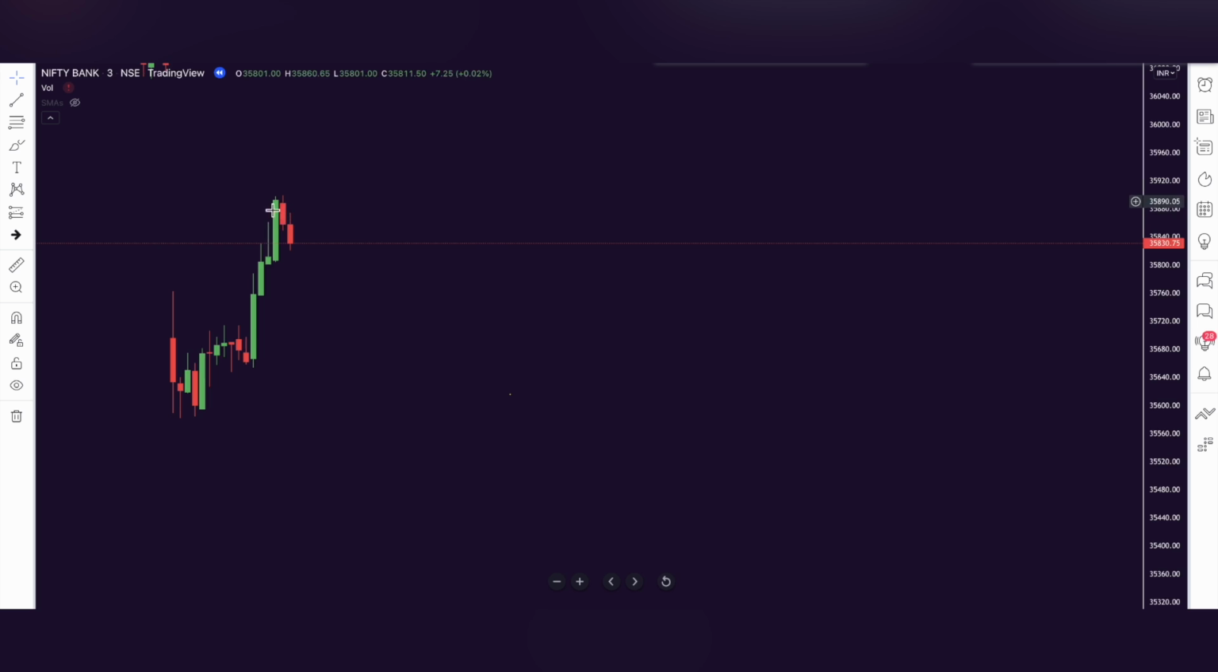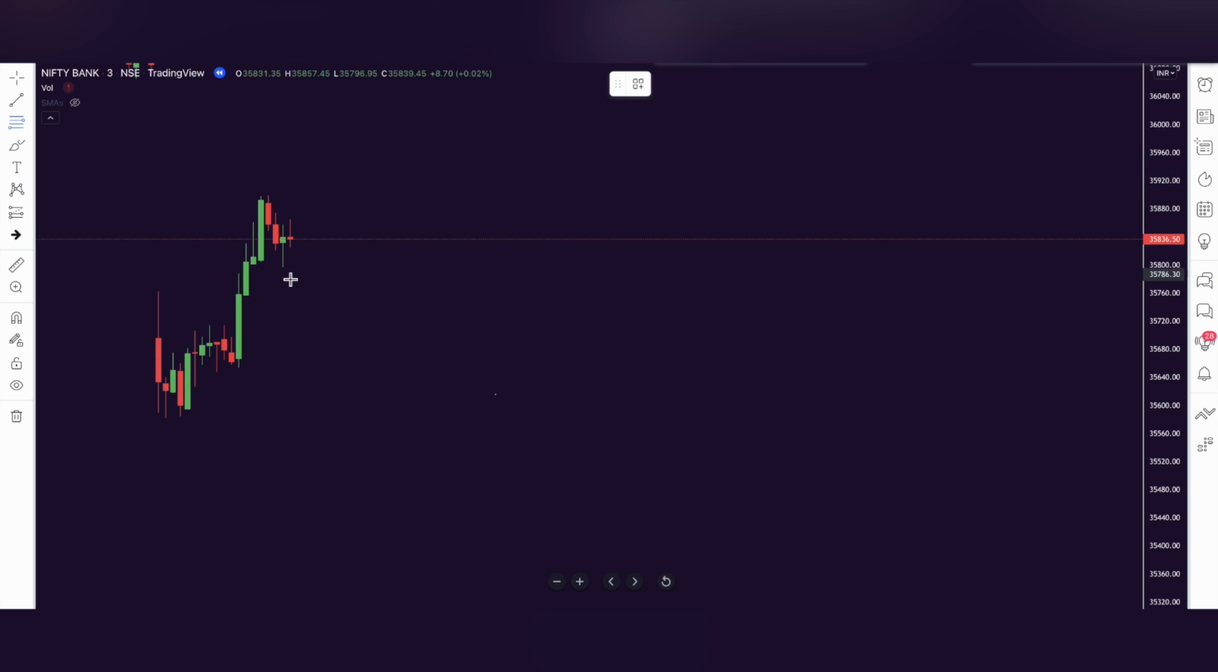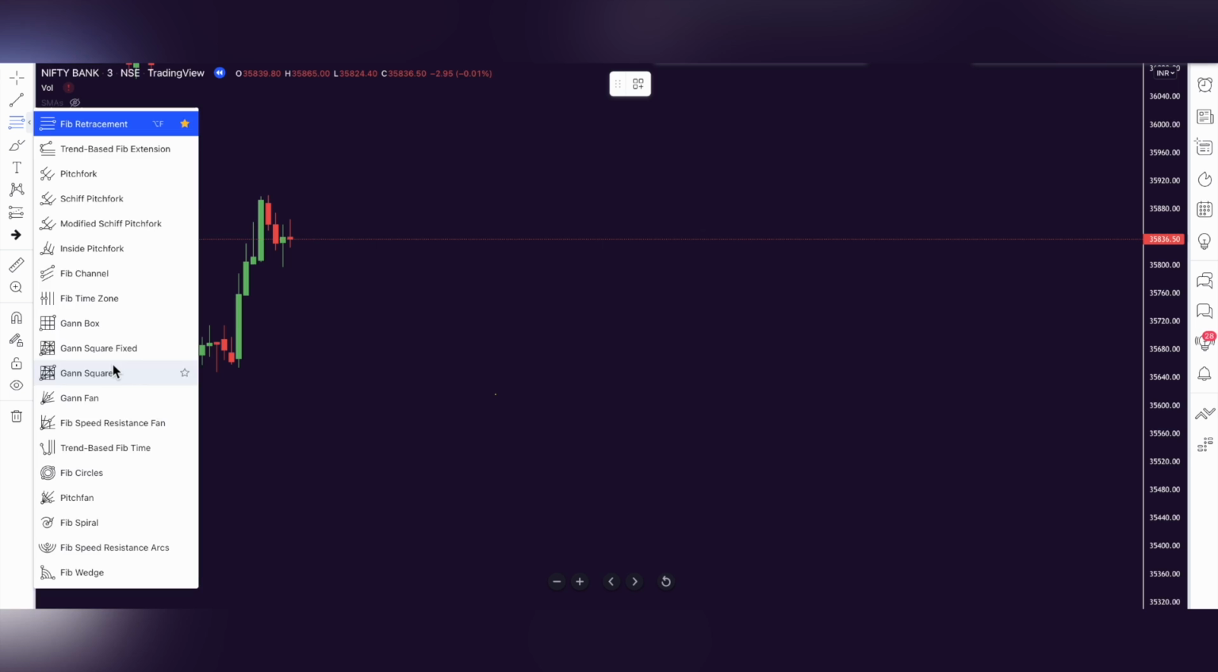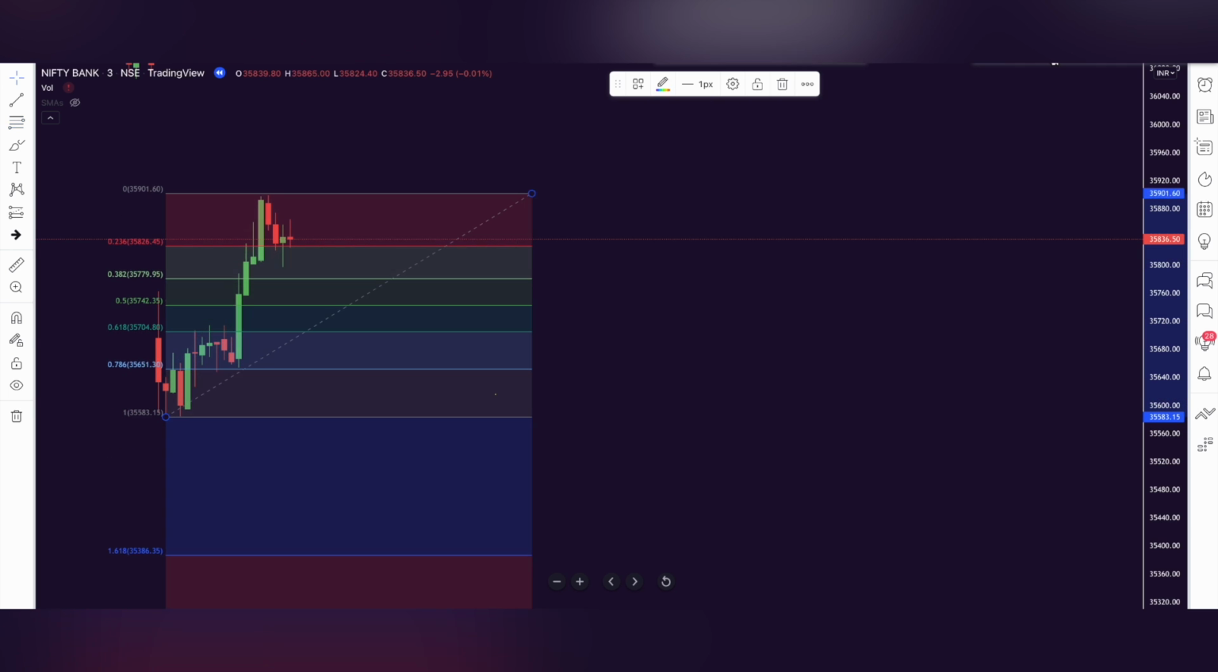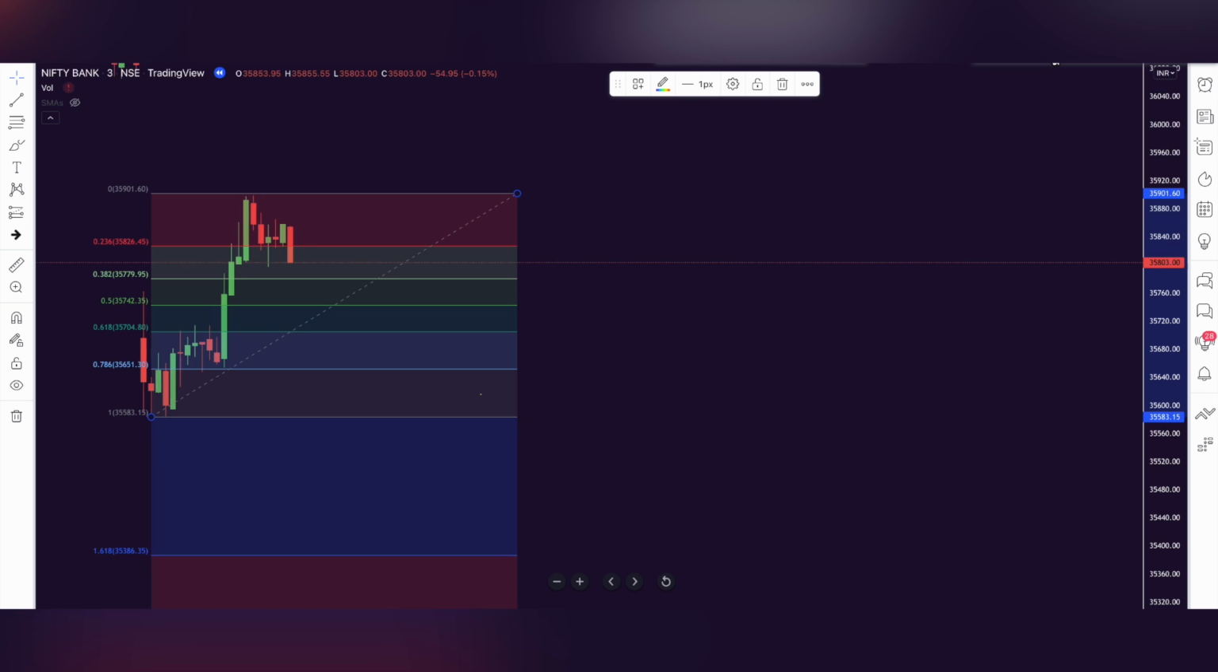Now if you see here, the market created a swing low and a swing high. From here we can see the stock price going down. Now this stock can go up or down, right? Now what we can do is we can choose the Fibonacci tool. Now since this is an uptrend, Fibonacci has to be drawn from the swing low level till the swing high level. Now let's observe how this market is moving.